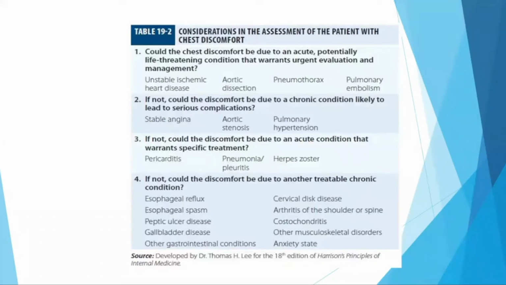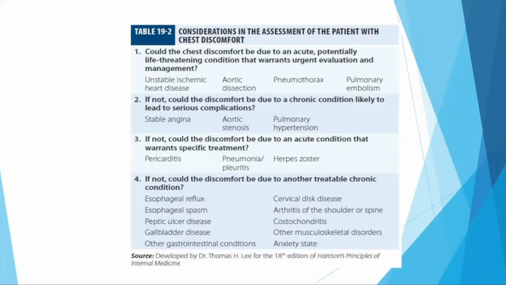Could the chest discomfort be due to an acute, potentially life-threatening condition that warrants urgent evaluation and management, which includes unstable ischemic heart disease, aortic dissection, pneumothorax, pulmonary embolism? If these are not, could the discomfort be due to a chronic condition likely to lead to serious complications, like stable angina, aortic stenosis, and pulmonary hypertension?